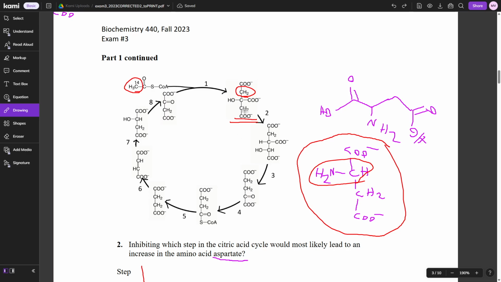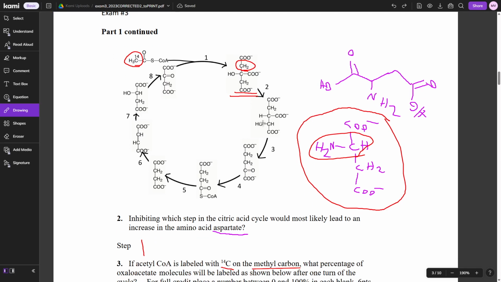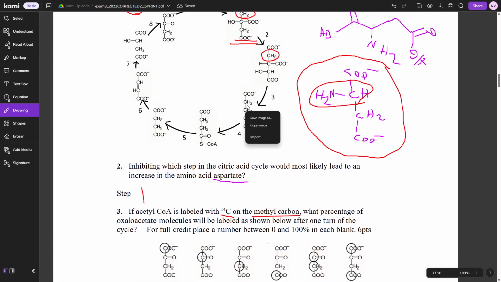We only circle both if we don't know where the label has ended up, right? But we know 100% of the time the label is going to be on the carbon that we labeled it on, right? So if we go down, where's the next one? This one as well, right? I'll just go ahead and go through. So this one, this one.